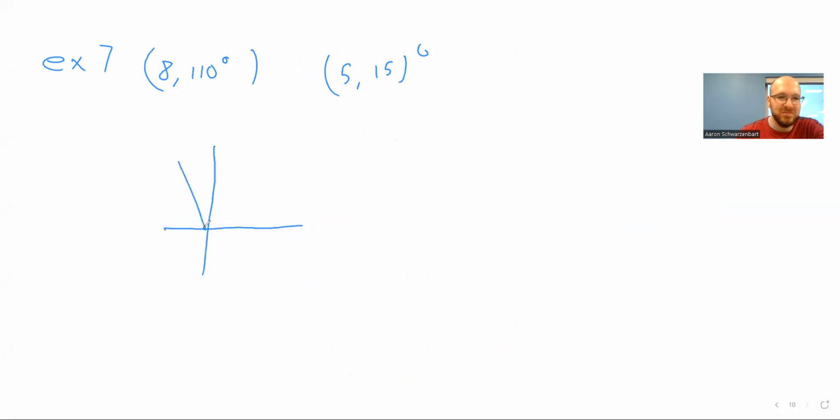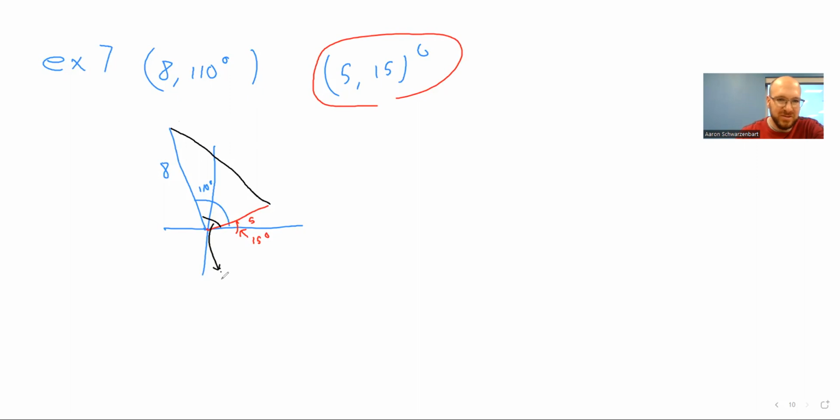So 8, that's 110 degrees. For here, I'm going to circle this in red, 5, and that's 15 degrees. And I'm really asked how far apart are they? That's this. Well, if I want this angle here, I simply do 110 minus 15, and that's 95 degrees.